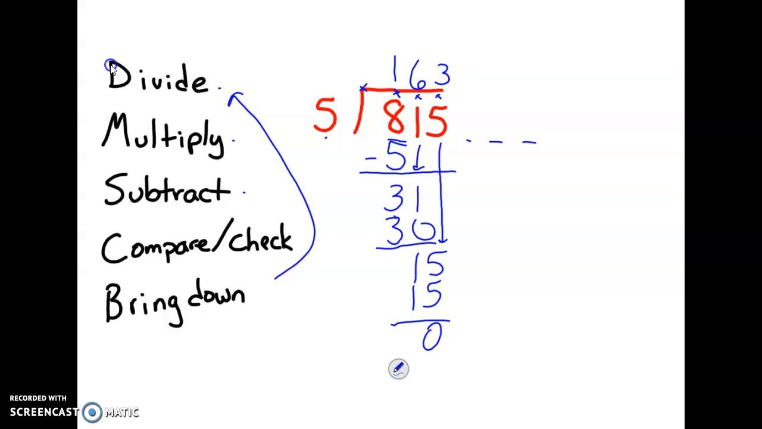Okay, now, if you wanted to check your work, you could do the opposite operation. You could do 163 times 5. And you get 815, the number that we started with. All right, so was that the same answer we got before with the box method? It is. So it doesn't really matter which method you choose. You just want to keep your lines nice and straight and check your work.